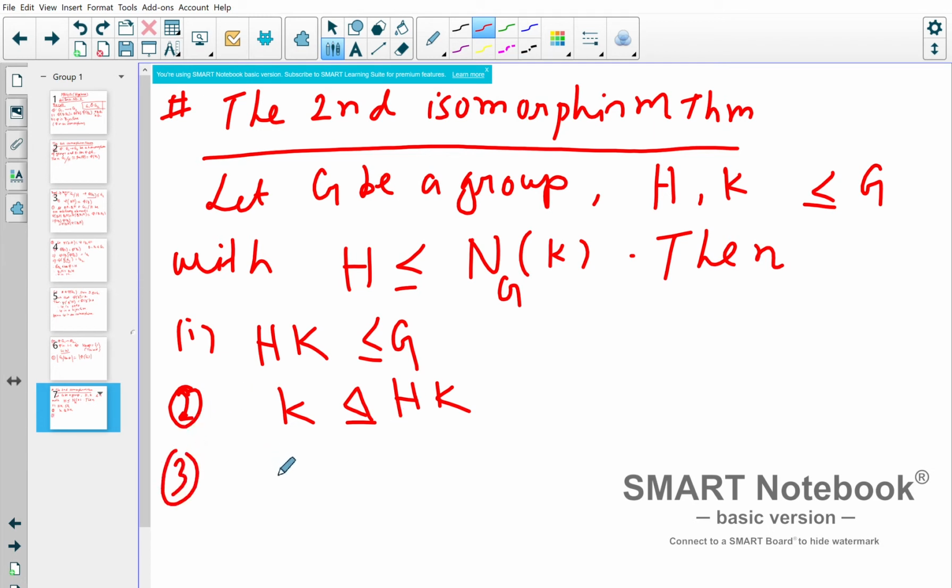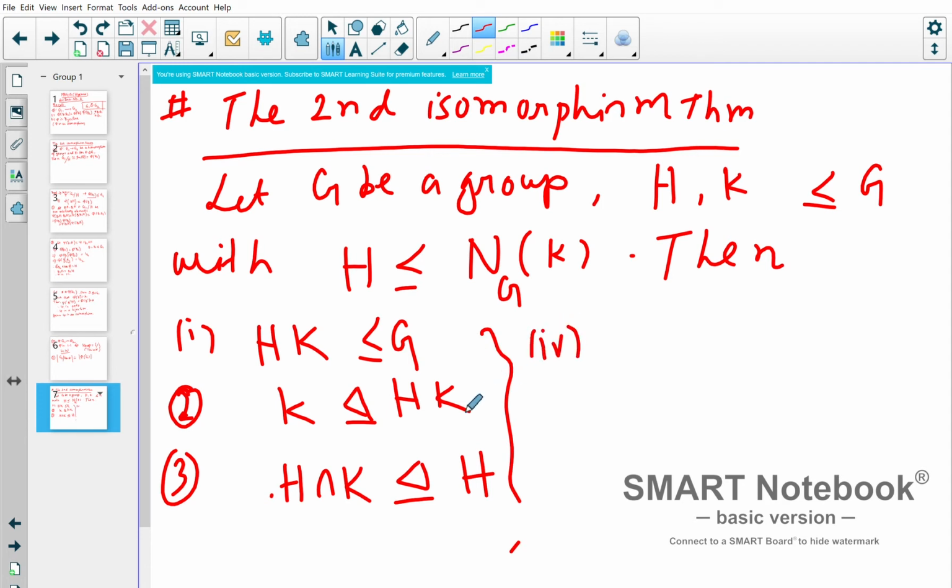You can have other subgroups. So let me write down: H intersection K. This H intersection K is again a subgroup, and not only a subgroup, it is a normal subgroup of H. See, H intersection K is always a subgroup of H, right? But in this case it is actually a normal subgroup of H. So these all are true.